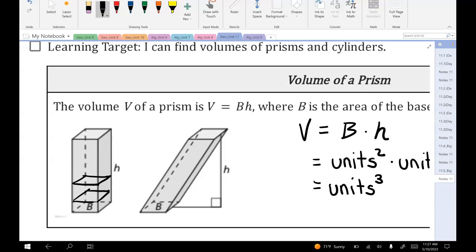Same thing even if our shape is slanted. We're still stacking squares all the way up. And sometimes if your figure is at an angle, you'll see a right triangle drawn off of it because you don't want to measure diagonal heights up and down.